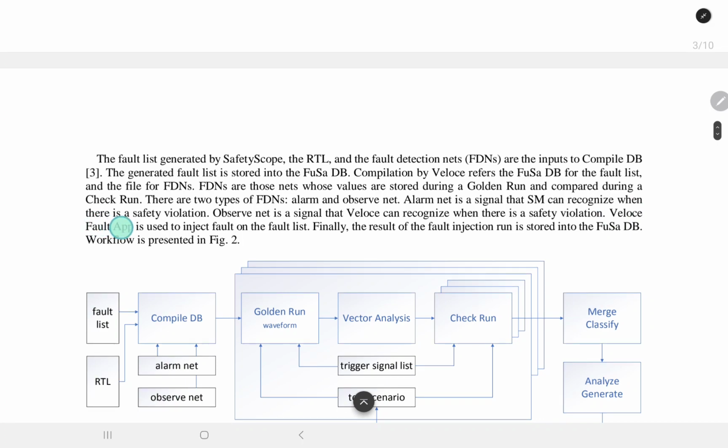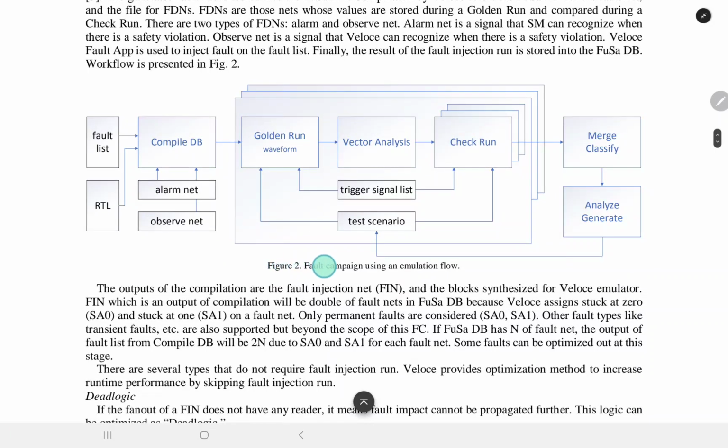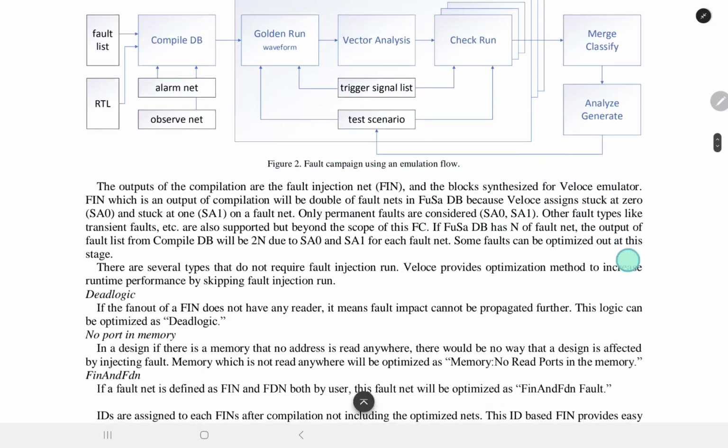The Veloce fault app is used to inject faults on the fault list. Finally, the result of the fault injection run is stored into FUSA DB. The workflow is presented in Figure 2. Figure 2 is a fault campaign using an emulation flow.